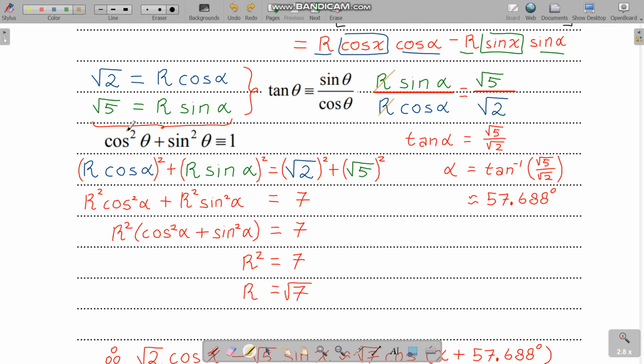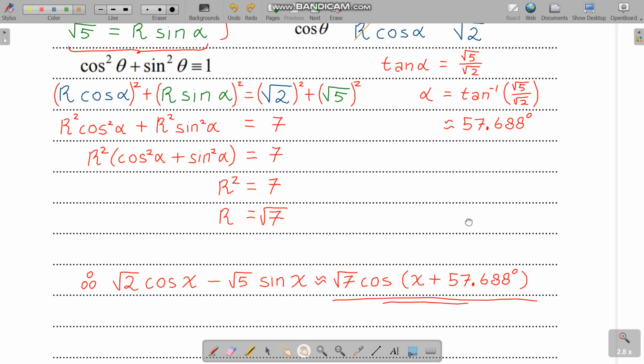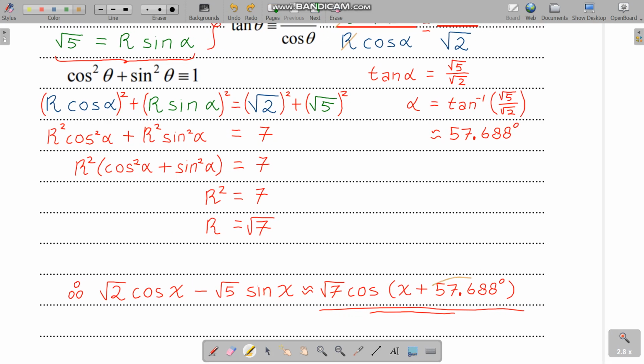And because of the fact that in the MF19 cos squared plus sine squared equals 1, we use the sum of the squares of the blue and the green. So for the blue, r cos, r sine, root 2, root 5, we square everything and then we add, we get r squared cos squared, r squared sine squared. We pull out the r squared, we have cos squared plus sine squared, which is 1. So that's why we can just find the r. It is square root of, from here, root 7. So in conclusion, the r is root 7, the alpha is this value here.